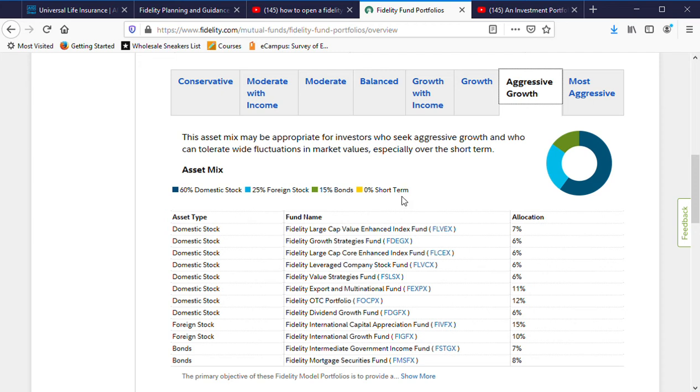Now you see 0% short term. They don't have any short term bonds. I mean, they're not investing short term. They have 15% bonds, 25% foreign stock, and then 60% domestic stock.